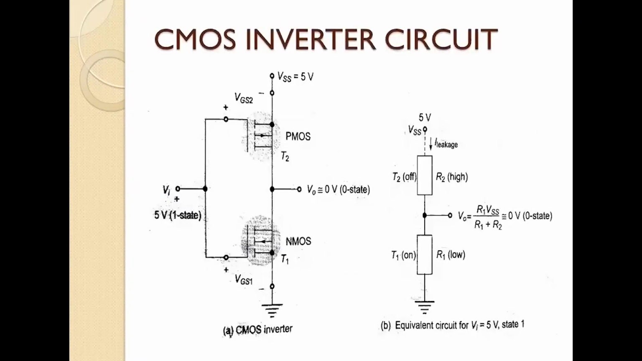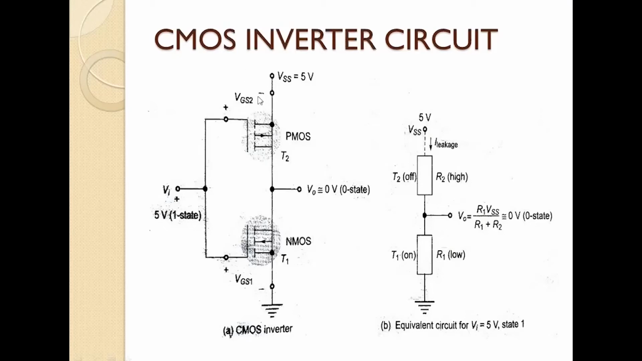See, this is your CMOS inverter circuit. First I will mention the representation VGS2, VGS1, everything. For your PMOS, I am representing T2. For your NMOS, I am representing T1. PMOS is nothing but transistor T2. NMOS is nothing but transistor T1. Now this is our input voltage, that is Vi. So this is our VGS2, because it is T2, that's why I mentioned VGS2 here.